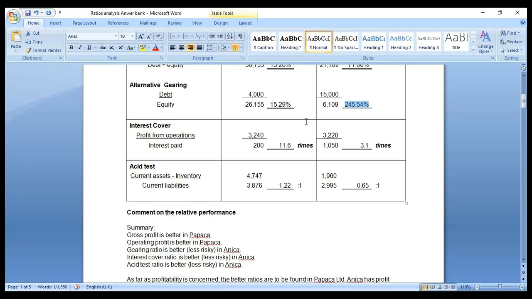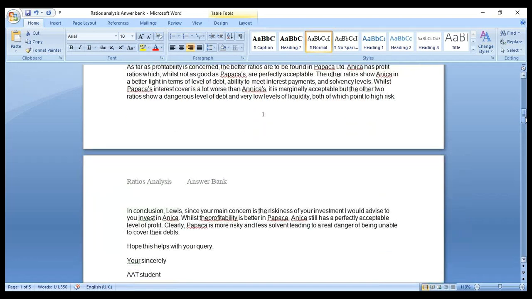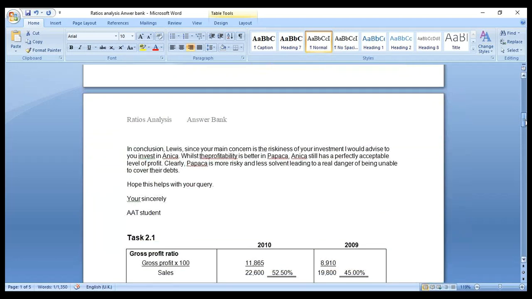And then we have the interest cover ratio. This is 11.6 times, so our profit is higher. This is only 3 points, so this is more risky, Paprika, than Anika. Then the asset test ratio, which is also known as the current ratio. We can calculate these ratios from what we've been given here. The profit is better in Anika. So we can look around, make the decision based on all this, and then the conclusion is drawn.